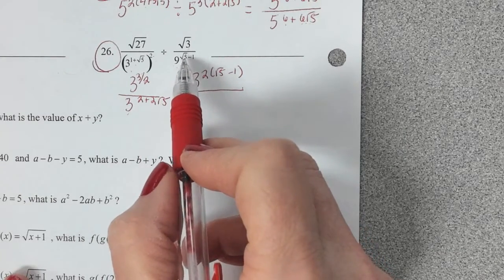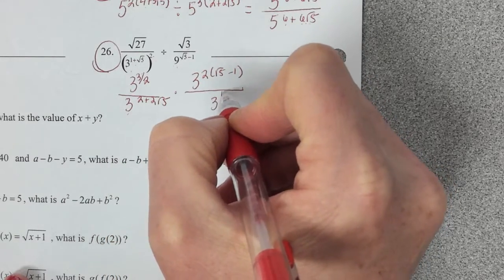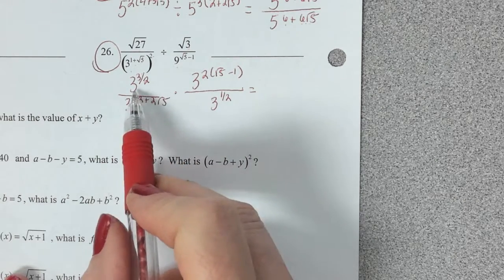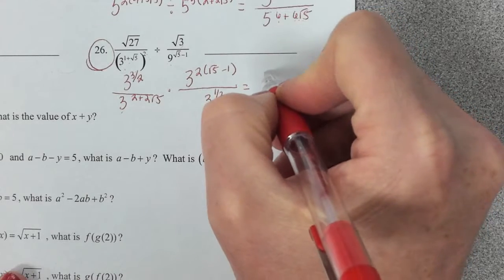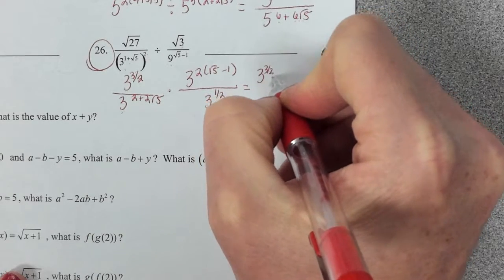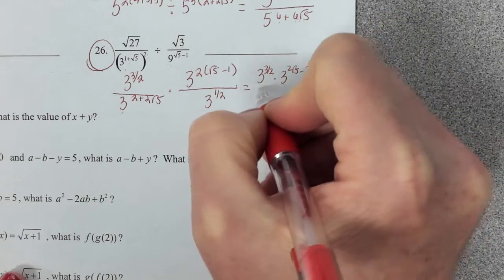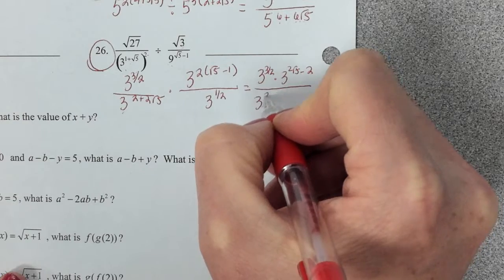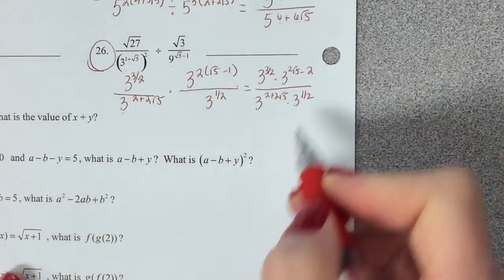And Karish, what's another name for radical 3? 3 to the 1/2. Good. All right, so now we've got it into multiplication. We might want to go ahead and distribute this. So we have 3 to the 3/2 times 3 to the 2 radical 5 minus 2 over 3 to the 2 plus 2 radical 5 times 3 to the 1/2.